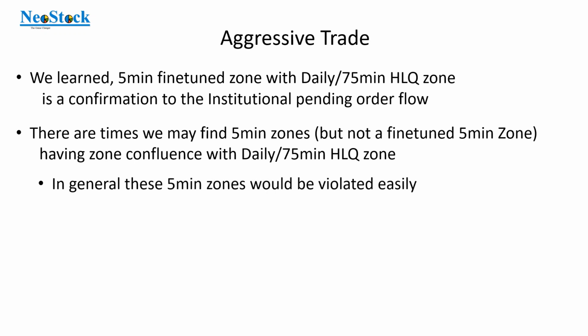And in general, these kind of 5-minute zones would be violated easily, because they are not the real institutional order flows. They are all small zones created with small order flows. Sometimes institutions want to trap you. You identified a 5-minute zone, then you feel, yes, I got a 5-minute zone, and you go and take a trade. Immediately the zone will be violated.